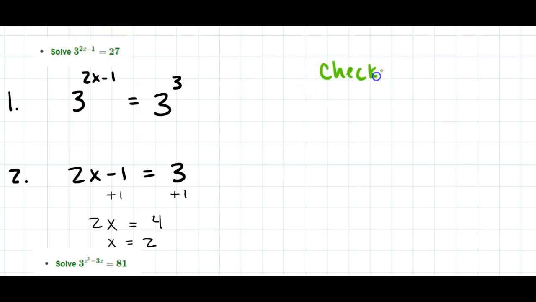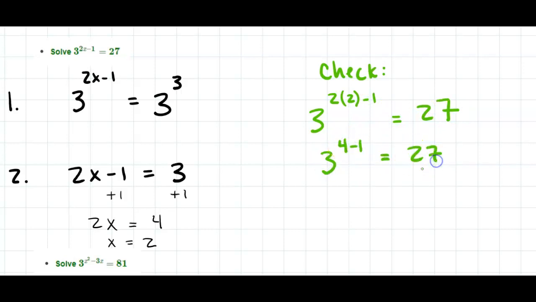I found x to equal 2. I'm going to check that. 3 raised to the 2 times 2 minus 1 equals 27. So I have 3 to the 4 minus 1 equals 27. 3 cubed equals 27. So I've got 27 equals 27. X equals 2 is the correct answer.